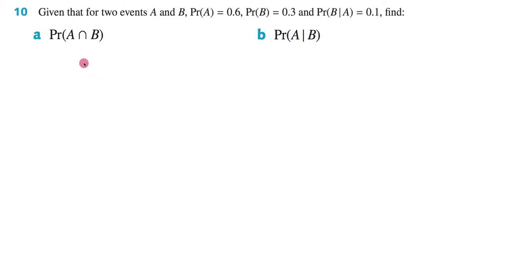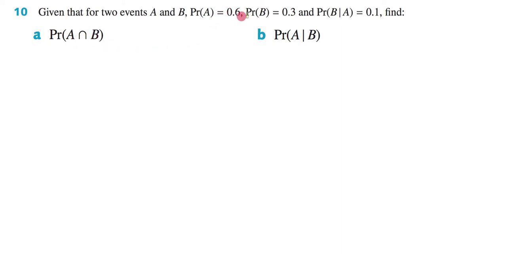Alright, so we're doing exercise 9F, which is all about conditional probability, and we're looking at question 10, which reads: given that for two events, A and B, the probability of A equals 0.6, the probability of B equals 0.3, and the probability of B given A equals 0.1, find the probability of A intersection B and the probability of A given B. So let's begin by looking at part A, which is asking us to find the probability of the intersection of A and B.